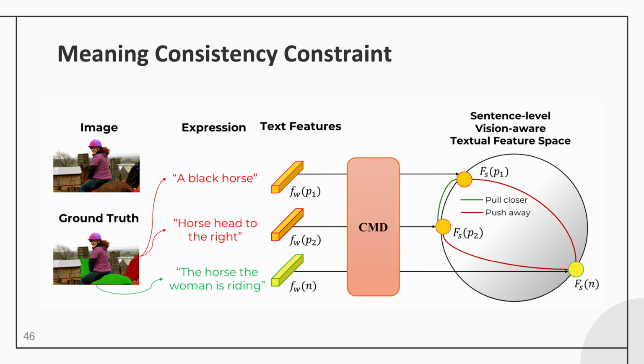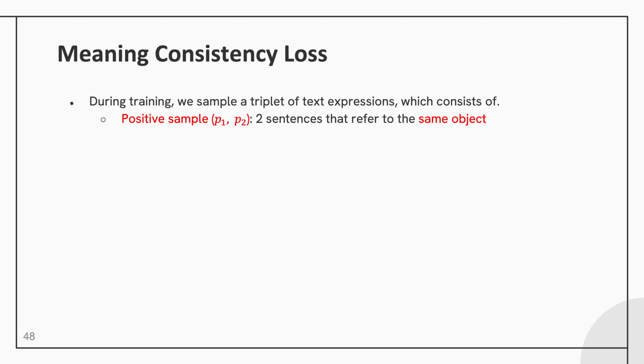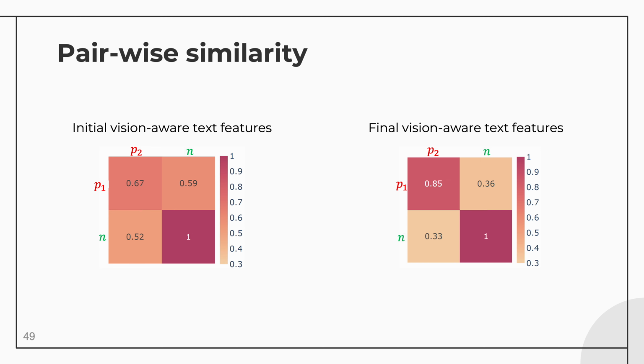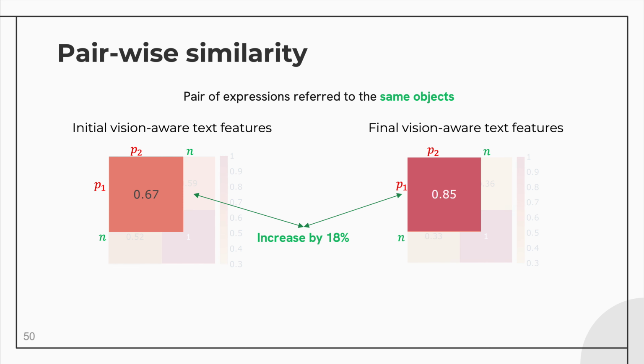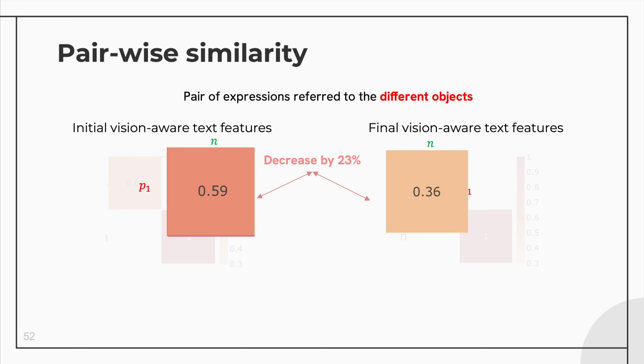MCC aims to learn meaningful and discriminative representations for different expressions, while pulling sentences referring to the same object close to each other. During training, we construct a triplet of expressions for each image. Each triplet comprises two sentences that refer to the same object, positive samples, along with a third sentence describing a different object, the negative sample. We adopt InfoNCE as our contrastive loss. The pairwise similarity matrix changes significantly before and after: the cosine similarity between positive samples increases and between positive and negative samples decreases by adding extra conditioning on the image.